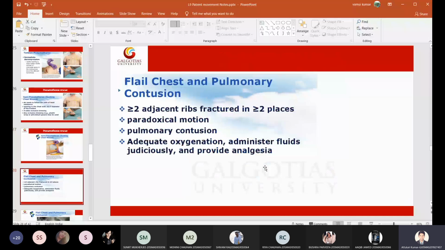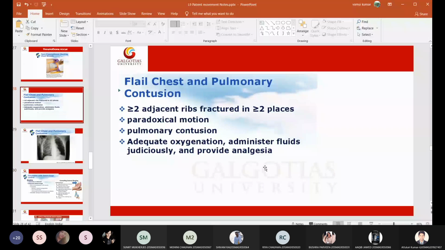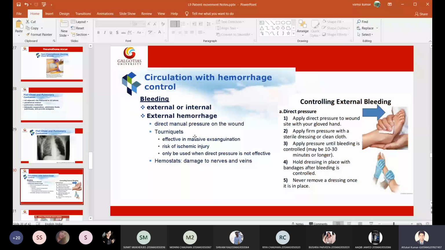Then we have one more condition called hemorrhage. Hemorrhage means leakage of blood into the skin, or internal leakage of blood. Hemorrhage is of two types: external hemorrhage and internal hemorrhage. External means bleeding outside the body. Internal means bleeding inside the body. So external hemorrhage can be controlled by applying force on the place where he has bleeding.